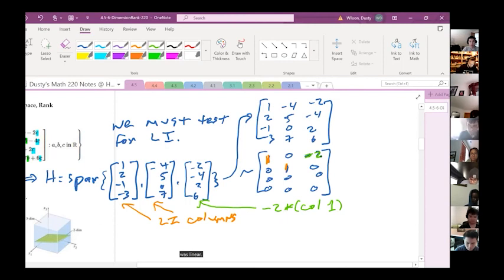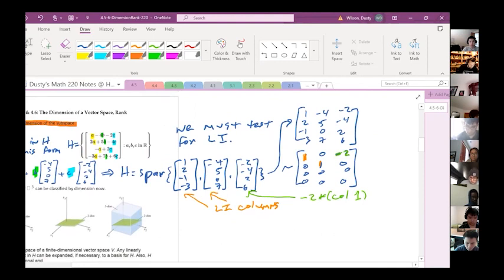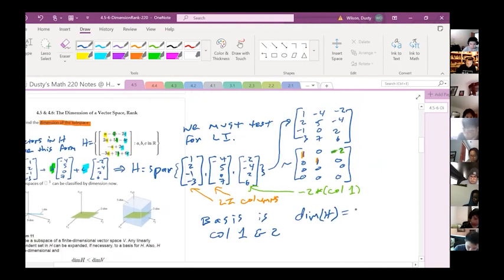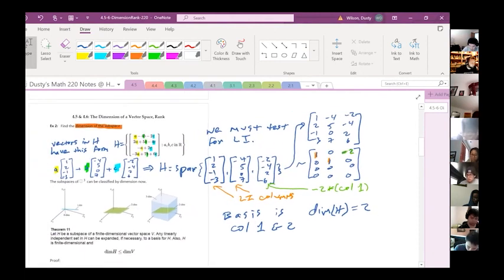So let's go back to the question. The question says, find the dimension. Do we now have an answer to our question? Yeah, now we can answer our question. There are two linearly independent columns, so our basis is columns 1 and 2. And so the dimension of H equals 2. Questions so far?